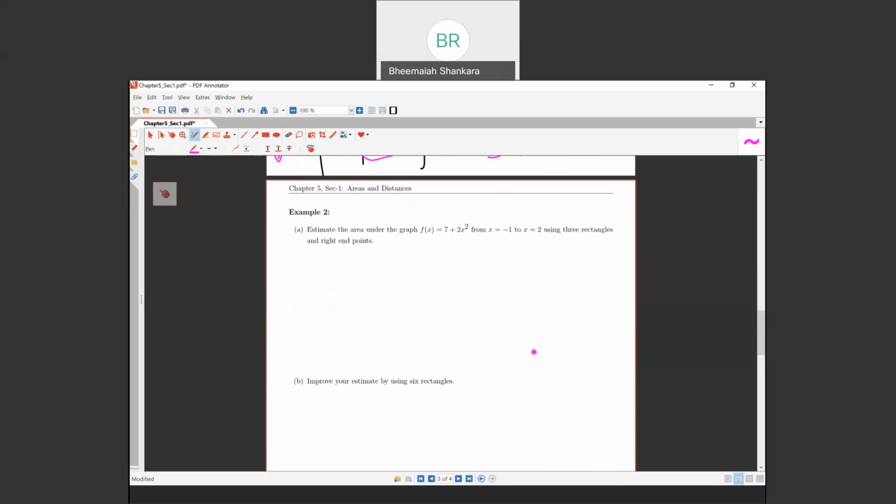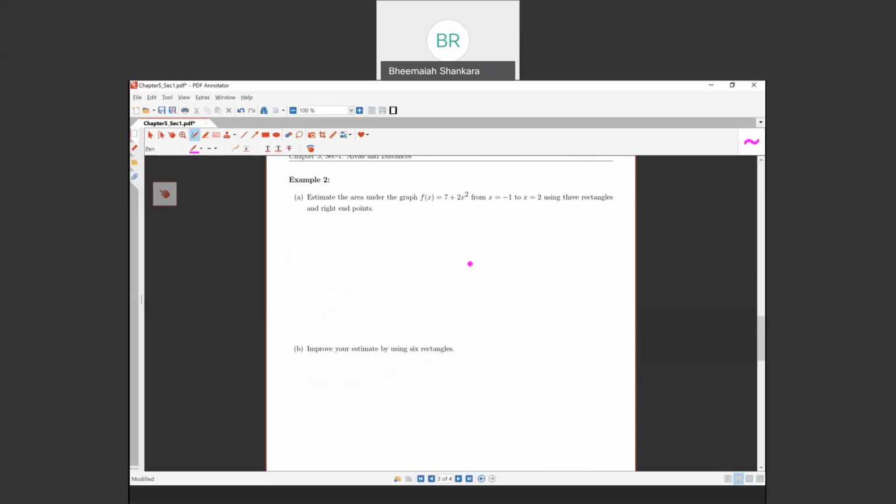Next example, estimate the area under the curve f of x equal to 7 plus 2x squared from these two x limits using 3 rectangles and right endpoints. So first let's draw this curve 7 plus 2x squared. If it is just x squared, you know it's a parabola. You multiply by 2, so you are stretching out the parabola. You're adding a 7, so you're shifting the parabola. So a typical parabola, you're going to change it a little bit using the transformations, and the new parabola looks like this.